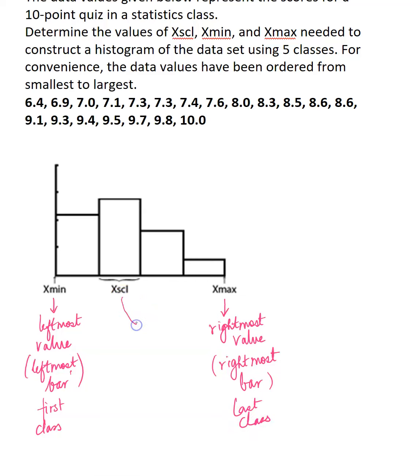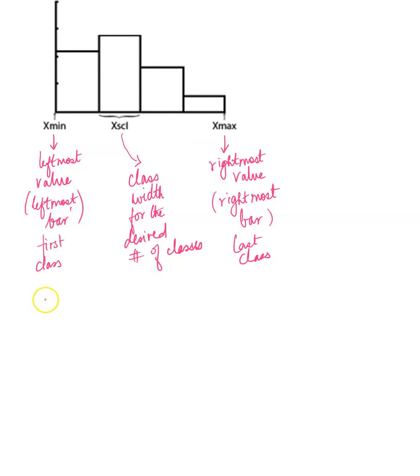And X SCL stands for the class width for the desired number of classes. So we're going to specify these values in the calculator so that it provides us the histogram with those desired number of classes, so 5 classes. Okay. So let's start with finding the XSCL.